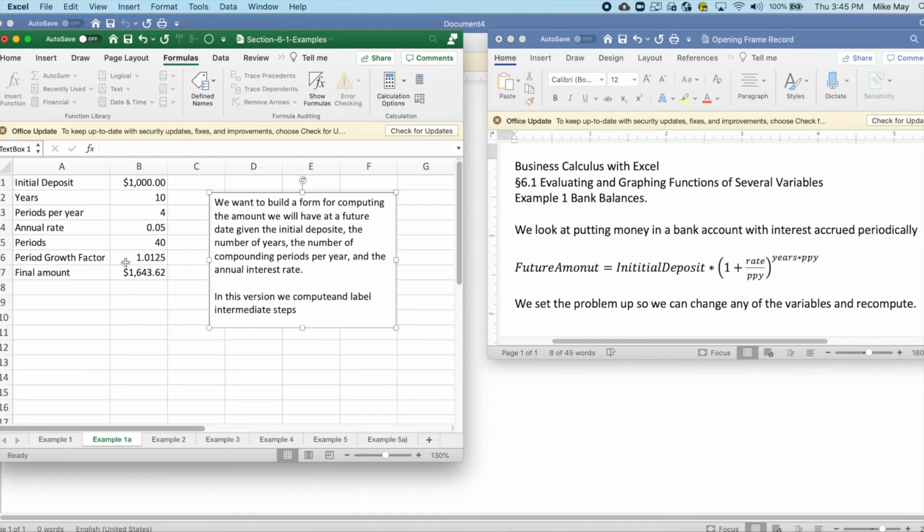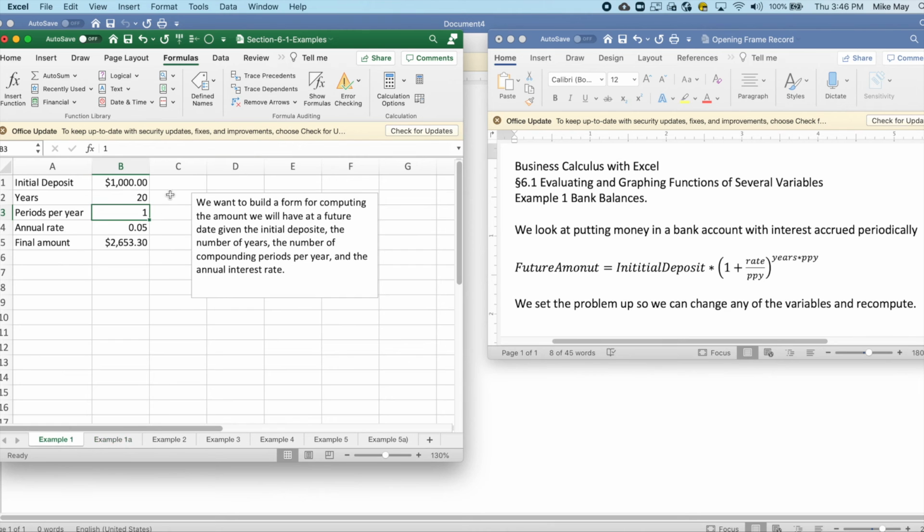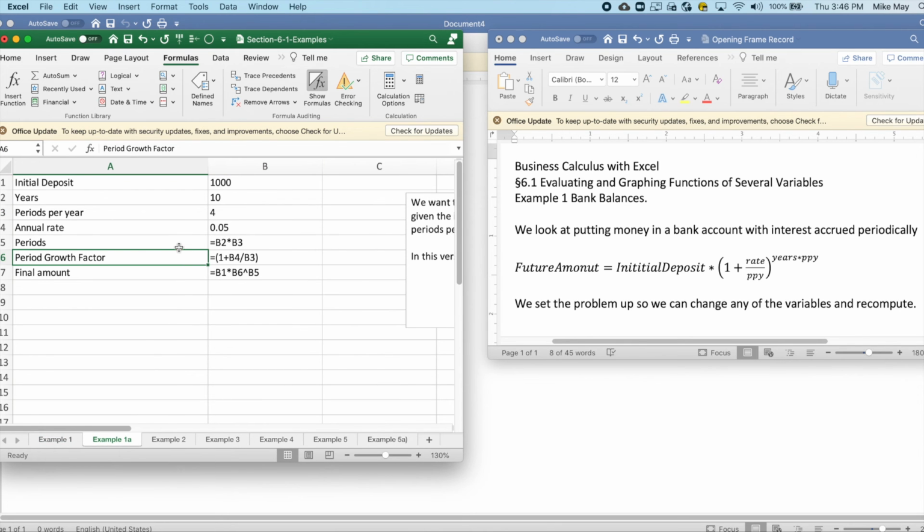The further thing that I might want to do is thinking in Excel. That formula I had before was a long, complicated formula. It makes sense instead to say what I really mean is somewhere I computed the number of periods and the growth factor per period, and the final amount is the initial amount times the growth factor per period raised to the number of periods. If we look at the formulas in the initial version, I've got a more complicated version. Doing the steps along the way and labeling them makes it easier to understand what's going on.